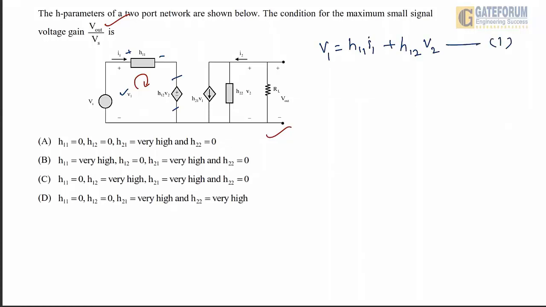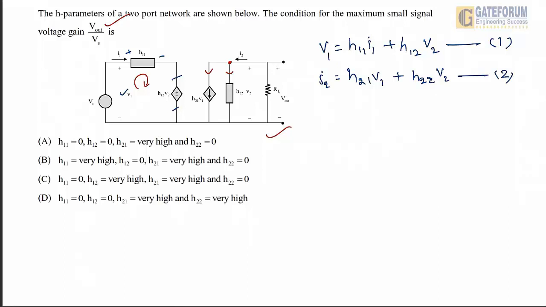Similarly, now we can apply KCL at this node in the output part of the circuit. I2 is the incoming current at this node, one current goes through H21 into V1, and another part of the current goes through H22. So I2 is equal to H21 V1 plus H22 into V2. Let's say this is equation number 2.